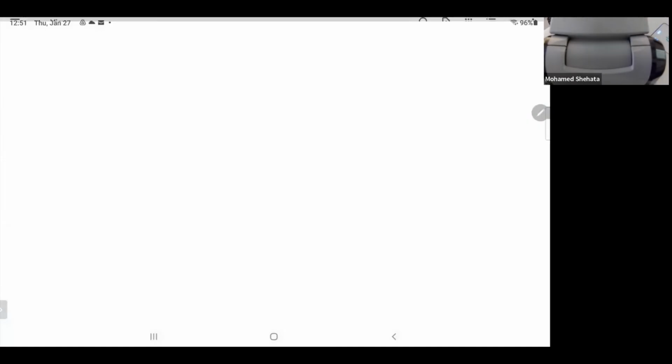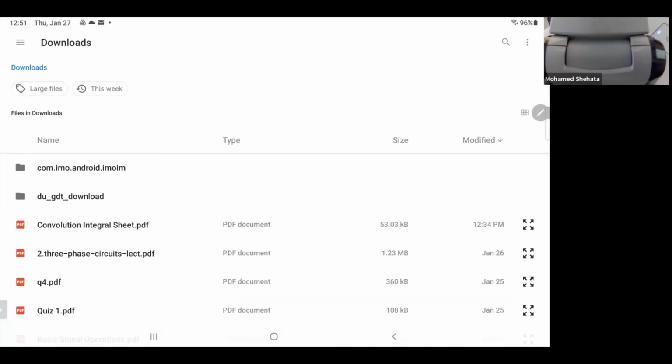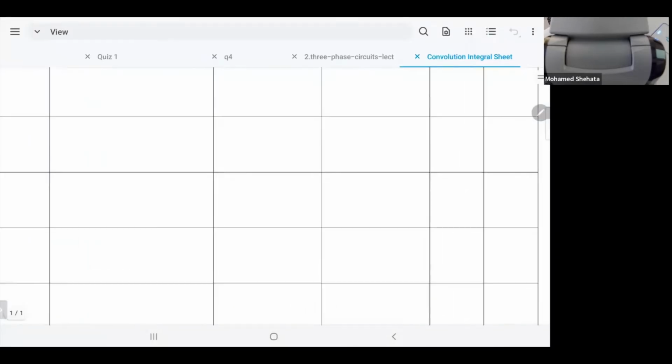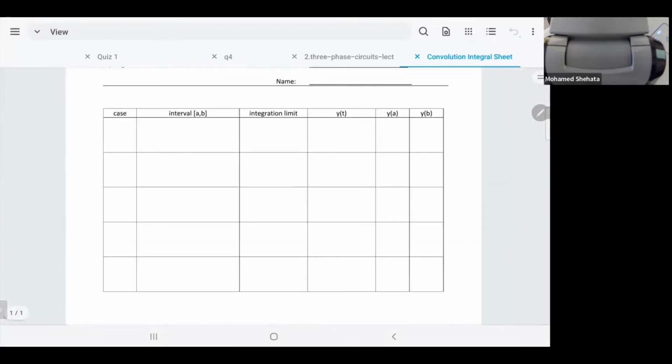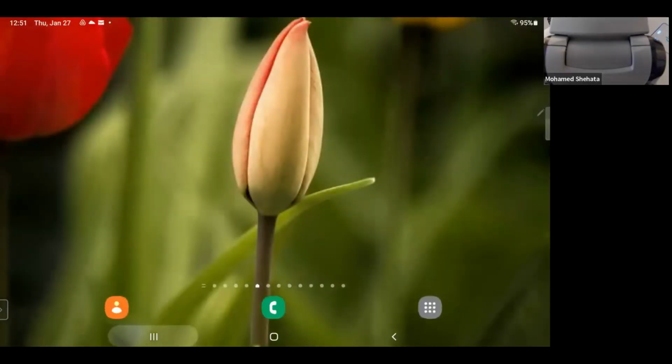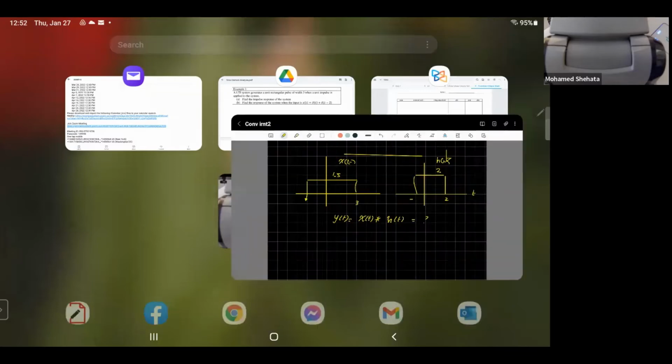It's really nice if you use the sheet when you work a problem like that, and they'll give you one today to work on. It makes life easy. It lists the case, the interval from what number to what number, then the integration limit, then the value of integration, and then you check the endpoints. I'm going through each one of this table. That will make it really easy.